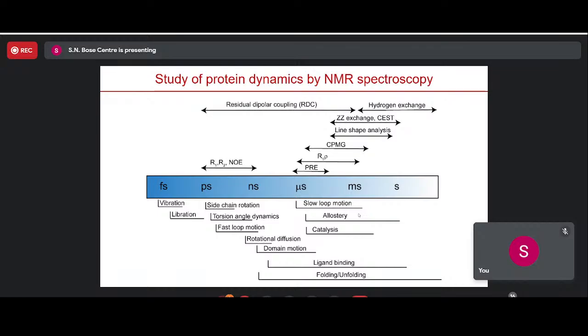Just a quick clarification. Yes. Previous slide. It seems that residual dipolar coupling has the largest range, from picosecond to millisecond. So why not use that method for most of the problems, if we are more interested in that regime only?